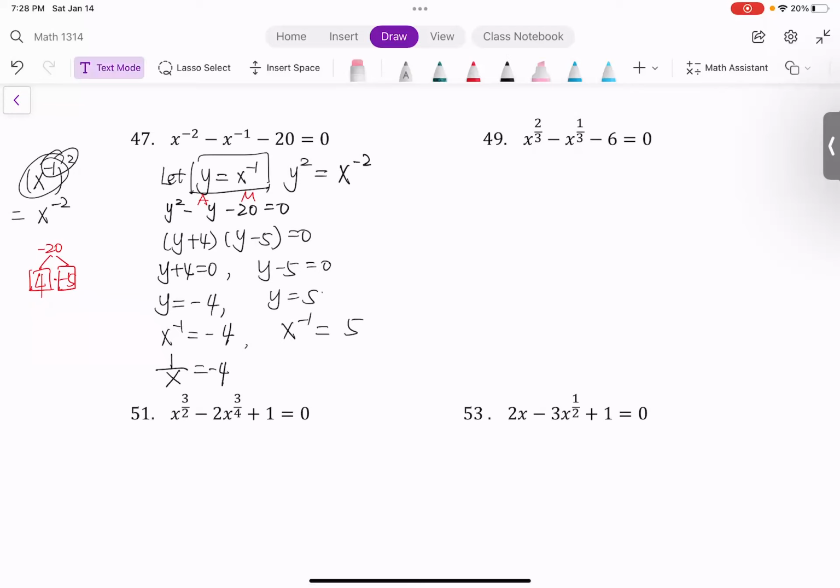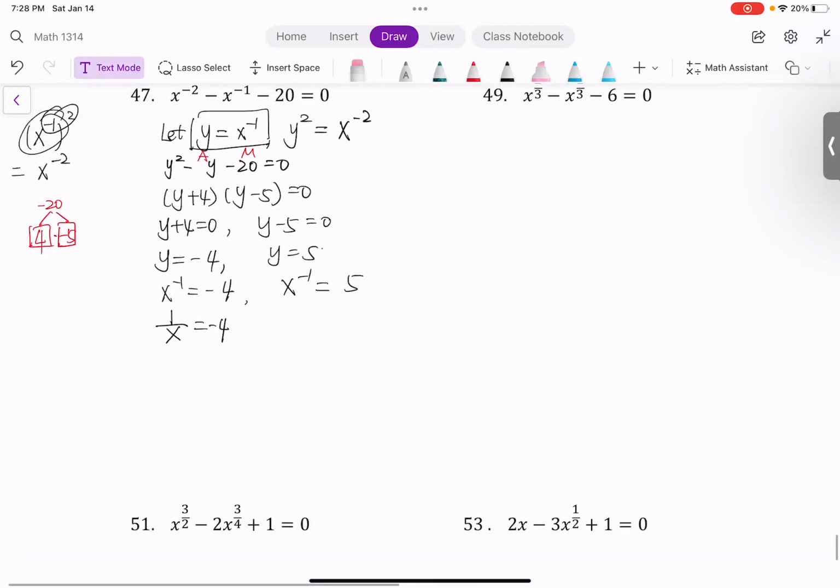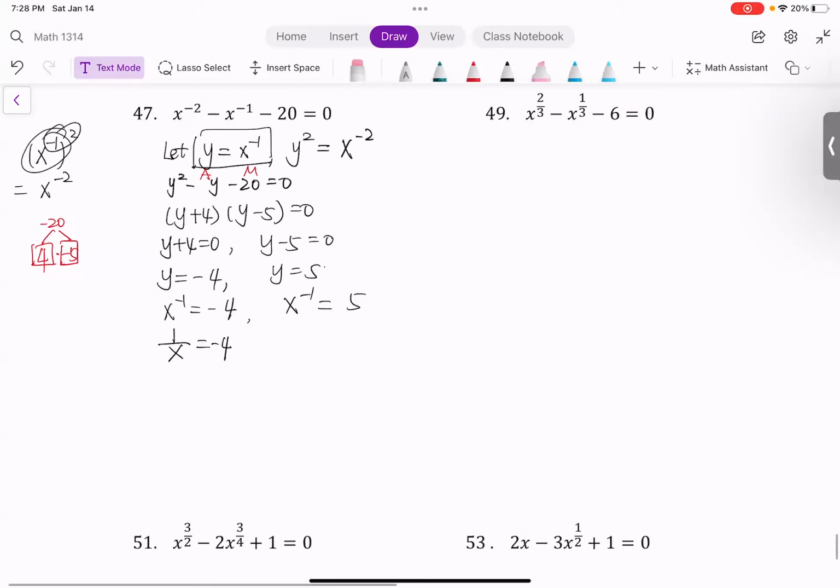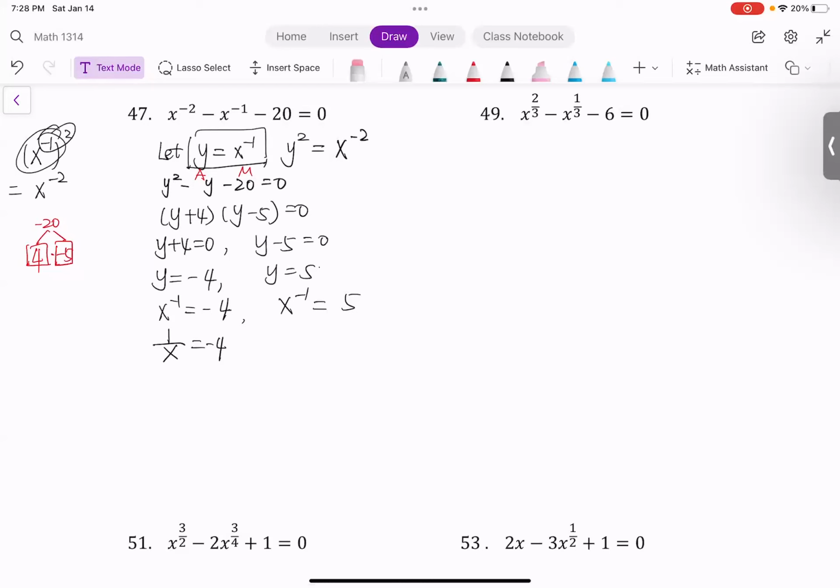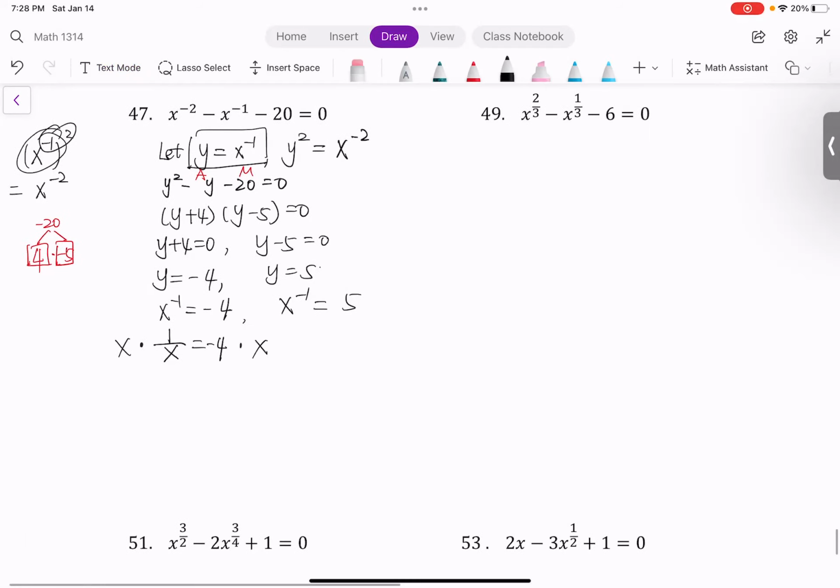We need more space. So 1 over x equals -4. So what is the x? We can flip both sides, or you can multiply the x both sides. X cancel. 1 equals -4x and divided by -4. So x equals -1/4. And another one, we can use different method.